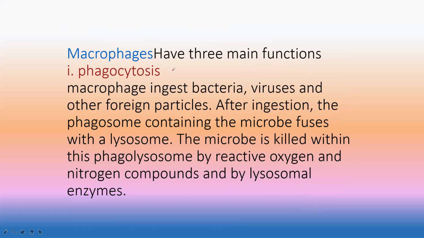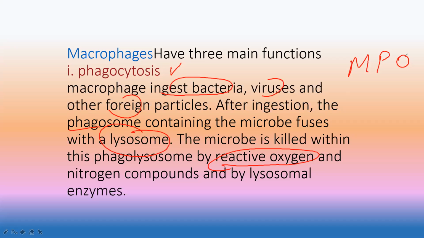Macrophage function one: phagocytosis. They directly ingest bacteria, virus, fungus, any particles, into a phagosome, and then try to kill and digest them. How do they try to kill them? By using reactive oxygen species. Inside the macrophage we also have the MPO enzyme, myeloperoxidase, to produce hydrogen peroxide. This hydrogen peroxide kills the bacteria and the virus, okay? So macrophages have one function, phagocytosis.